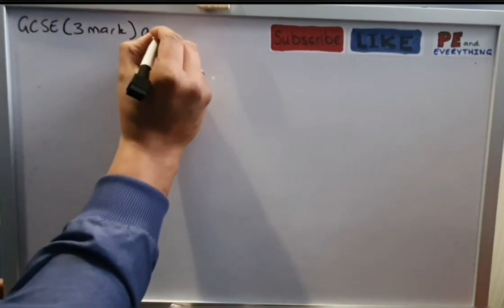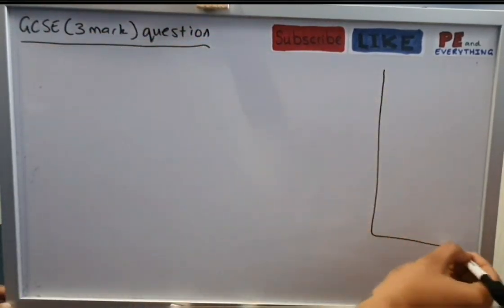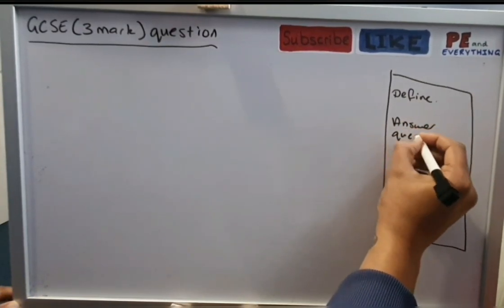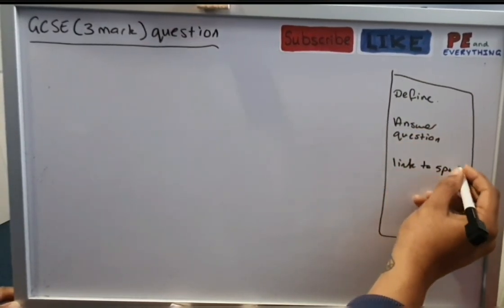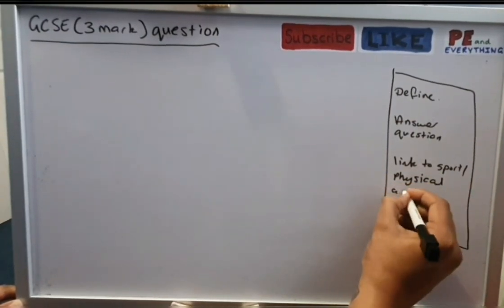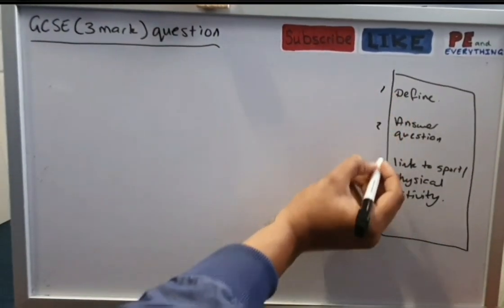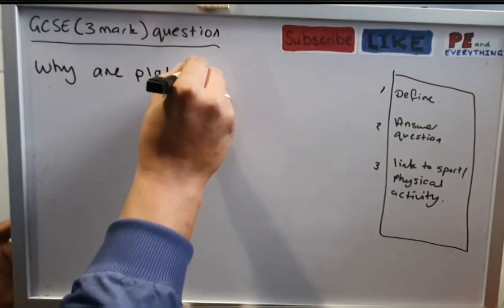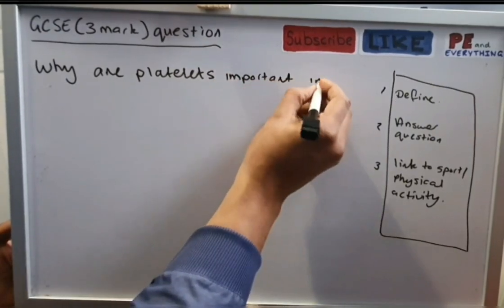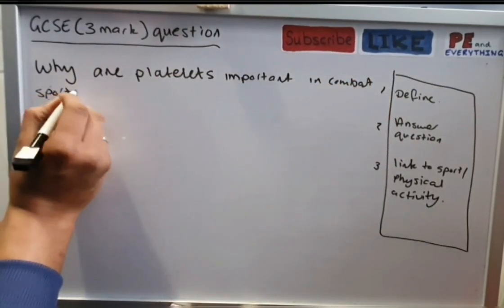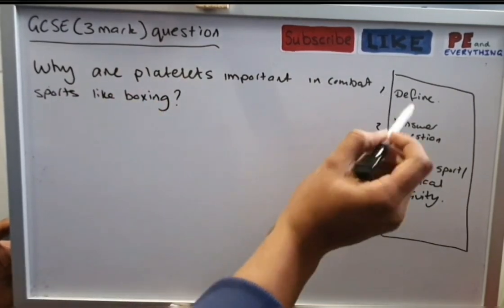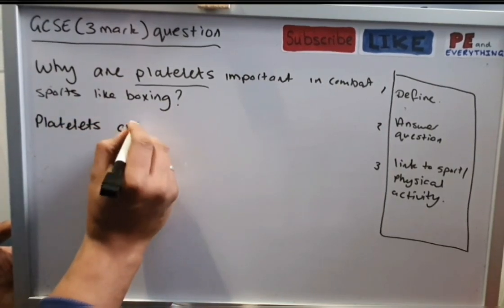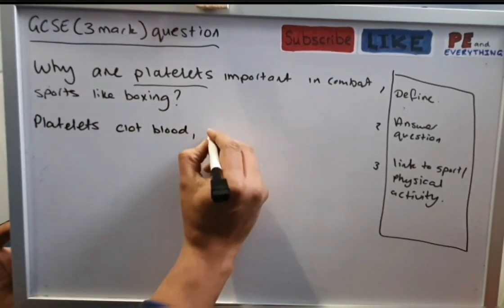So as we go into our GCSE style question, now this is a 3-mark GCSE style question. Now how I like to tell my students to structure a 3-mark question. Firstly, you're going to want to define it, answer the question, and link it to sport or physical activity. So here's an example of a question you might get linked to what we've just been talking about. So why are platelets important in combat sports like boxing? I'll tell you why. Okay, so first we've got to define it.